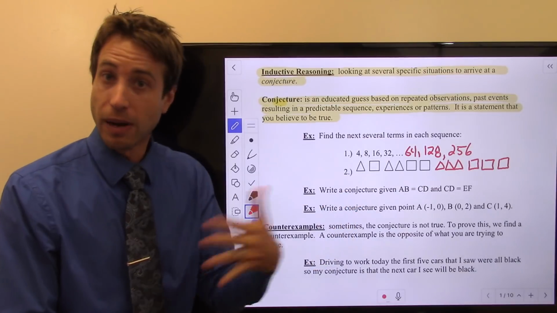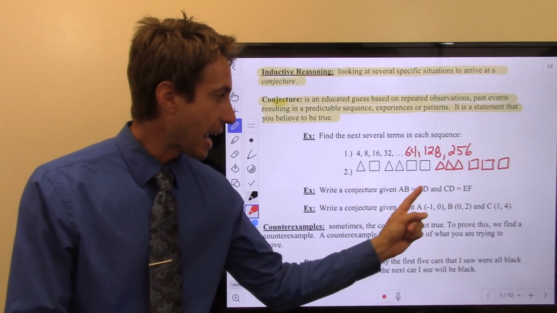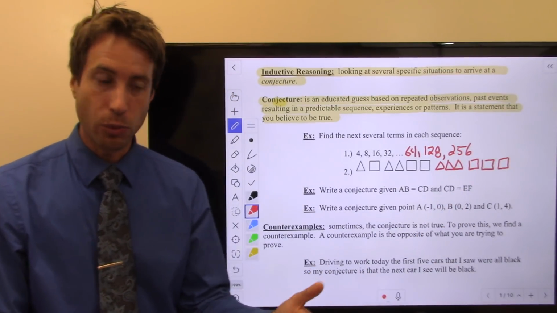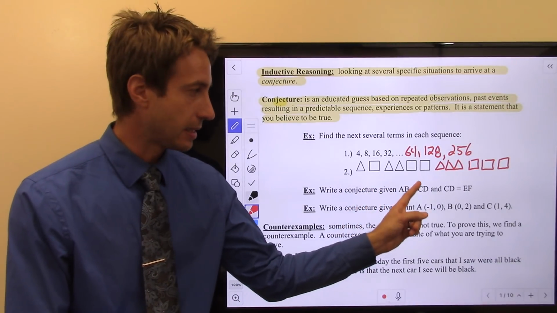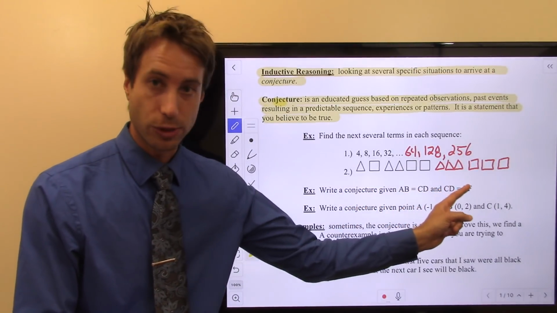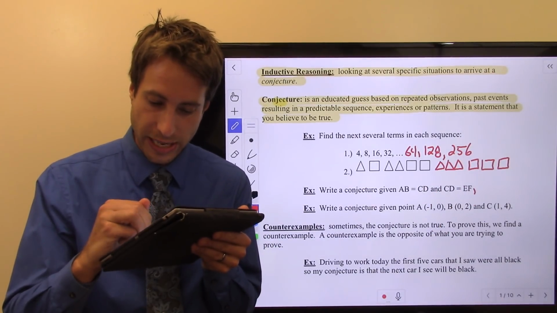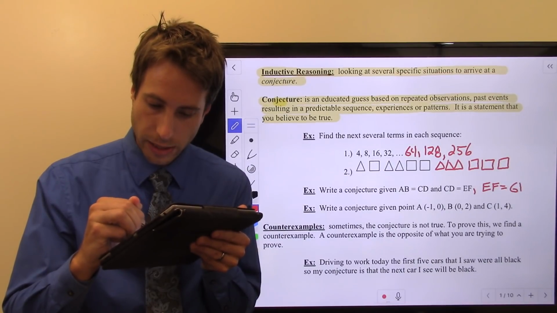I got a couple more for you here. Write a conjecture, a hypothesis, given that AB is equal to CD and CD is equal to EF. Well, look for a pattern here, right? What's going on? I'm going in alphabetical order. AB equal to CD. CD equal to EF. So my conjecture is EF equal to GH, right?